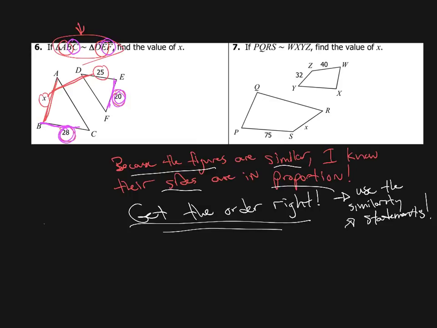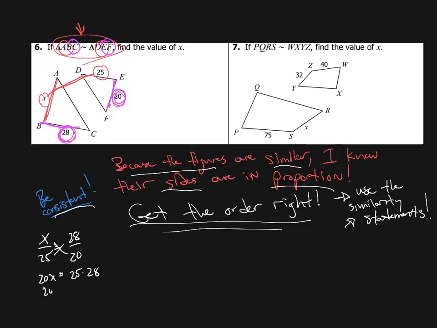I can say x is to 25 as 28 is to 20. Cross multiply, I get 20x is equal to 25 times 28. Now I could also say x is to 28 as 25 is to 20. That's also a very consistent pattern, and I would get 20x and 28 times 25. Notice, same scenario. But I'm going to stick with my initial one. What's key here is to be consistent.